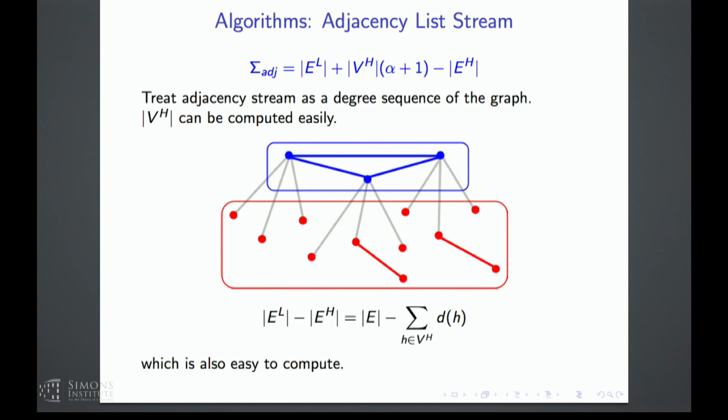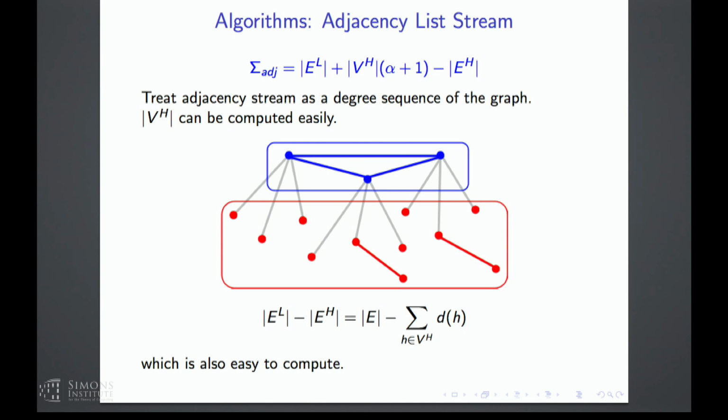And the last thing I'll be talking about are adjacency list streams. And here we actually just need the degrees of the vertices in the graph. So we treat our adjacency list stream as the degree sequence. So from that, the number of heavy vertices can be easily computed by just keeping a counter.